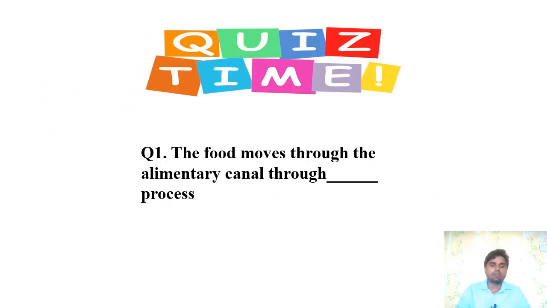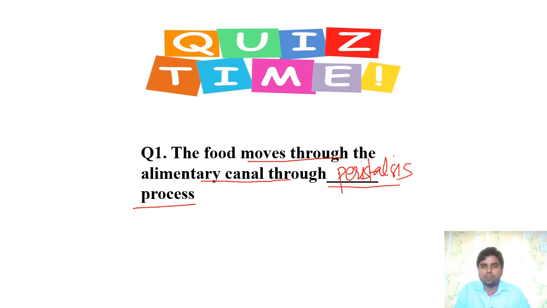So moving forward, students, the food moves through the alimentary canal through a process. What is the process known as? We have discussed it. Yes, the food moves through the alimentary canal through the process known as, who will tell me? It is called peristalsis. Till here, if anyone has any type of problem, then you can ask me. Okay.